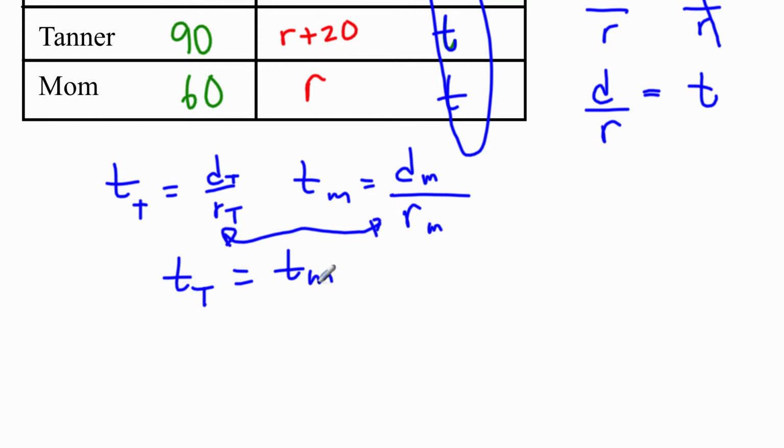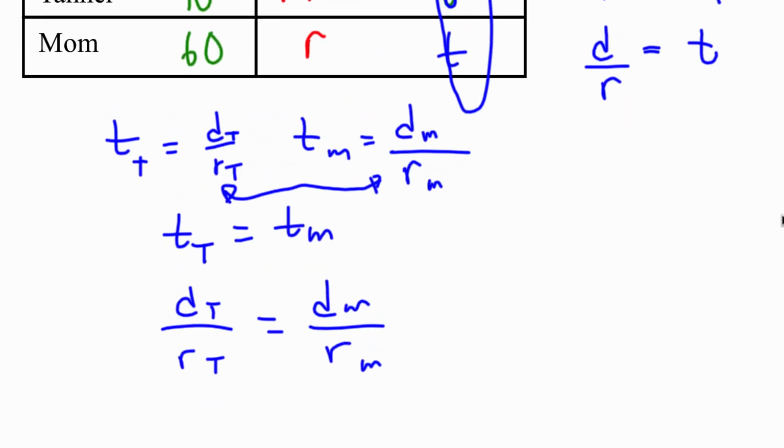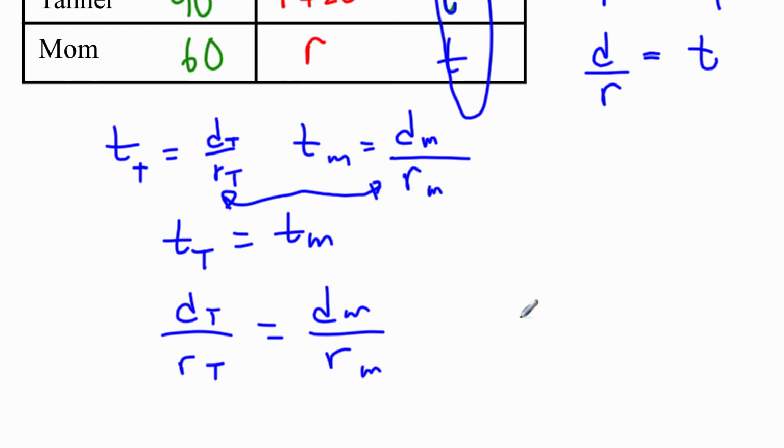So if those two are the same, then the distance that Tanner takes divided by the rate that Tanner goes must be equal to the distance that the mom goes divided by the rate that the mom goes. Just a little bit of mathematical play in there, but that's sound logic to be able to follow. Okay, so distance that Tanner goes, distance that mom goes. Let's put those things down here. I can't see my sheet up there at the same time. Maybe I'll write it over here.